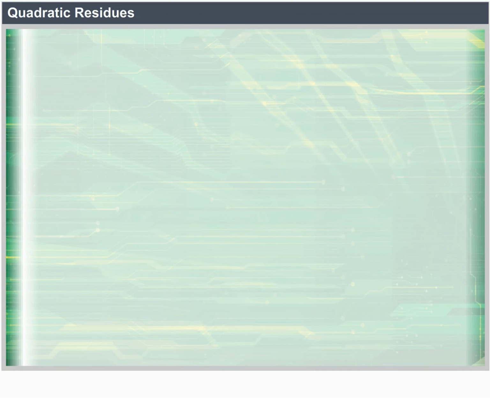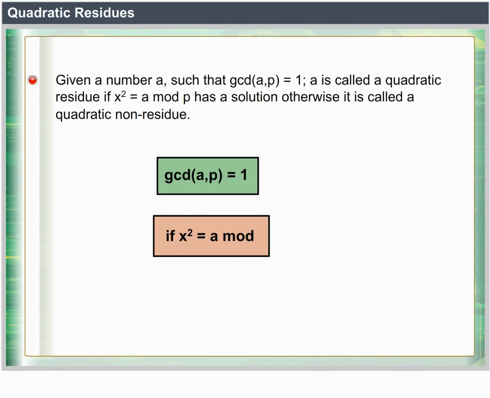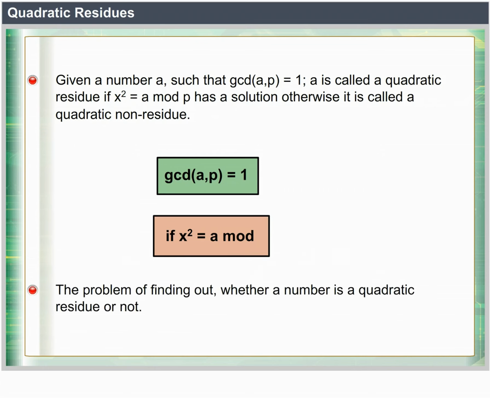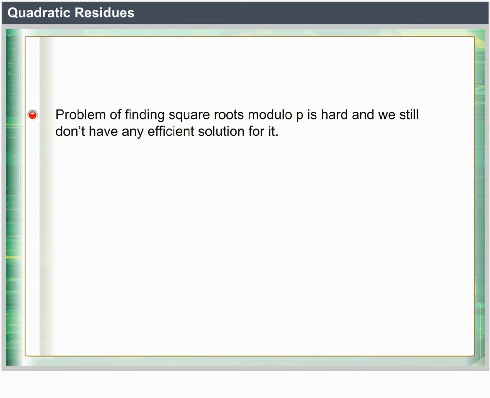Given a number A such that GCD(A, P) equals 1, A is called a quadratic residue if X squared equals A mod P has a solution; otherwise it is called a quadratic non-residue. The problem of finding out whether a number is a quadratic residue or not. The problem of finding square roots modulo P is hard, and we still don't have any efficient solution for it.